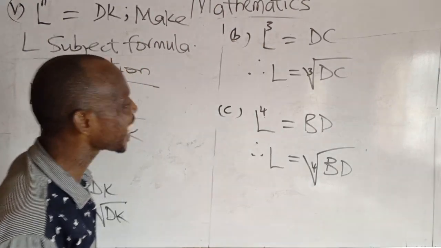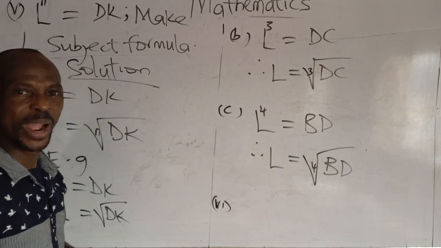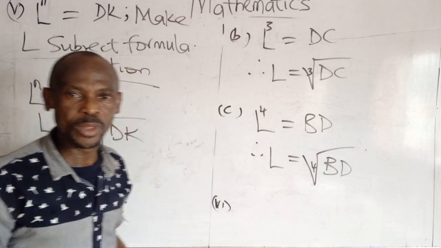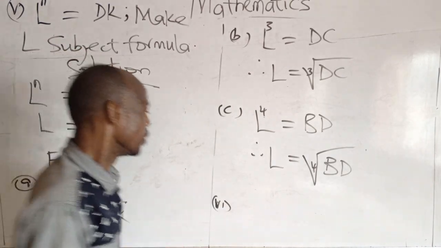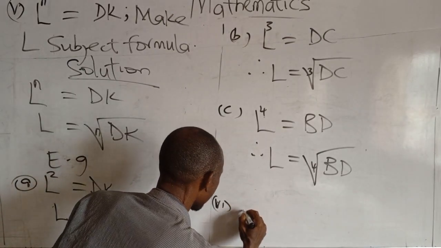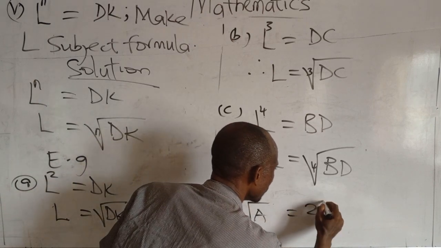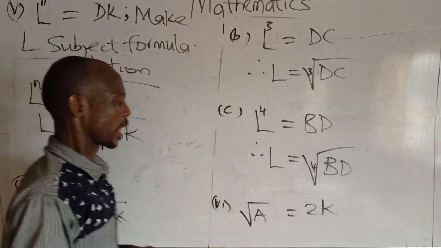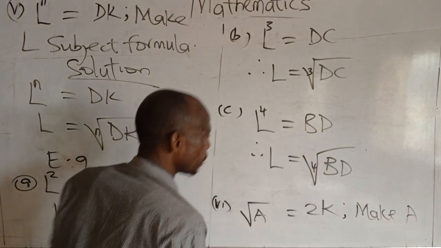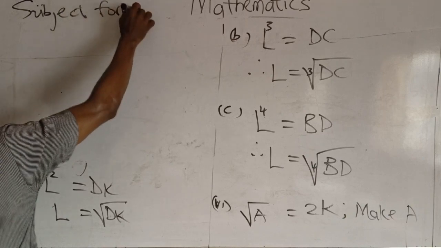Then we are going to look at our last principle, principle number 6. When a value or a letter or symbol is in a root form, how do we change the subject? When a letter is in a root form, let's give an example. Square root of A is equal to 2k. And here we want to make A the subject of the formula.